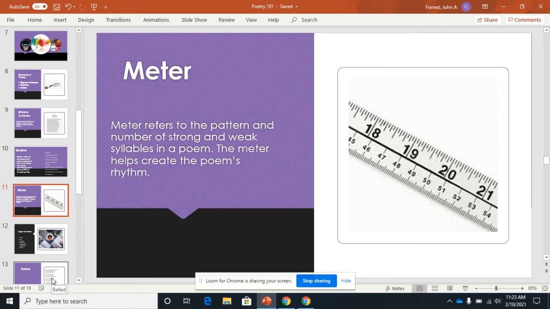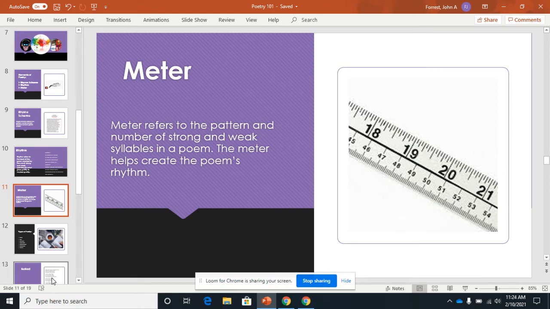And meter is a little bit more confusing, right? It's similar to rhythm, but it refers to the pattern and number of strong and weak syllables in a poem. And the meter helps create the poem's rhythm, and it also helps create the poem's mood. So I'm going to read a line, or a stanza, from Edgar Allan Poe's The Raven, okay? And I want you guys to ask yourself, is this rhythm or is this meter, is it kind of happy? Is it kind of dark and gloomy? What do you guys think?